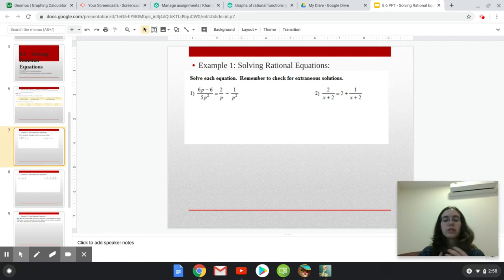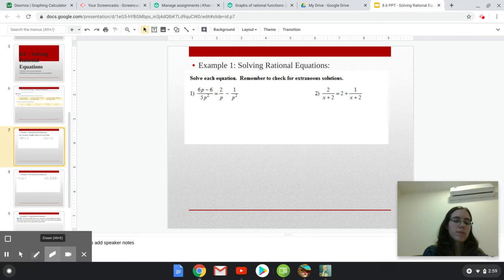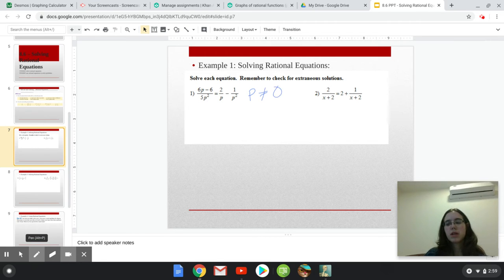So I like to do this first. The very first thing we're going to do is look at our denominators and see what would make the denominator zero. In this case, that would be p equals 0, right? For all three of these denominators, p equals 0 would make the denominator 0. So I'm just going to write myself a note that p is not allowed to be 0. P is not equal to 0.